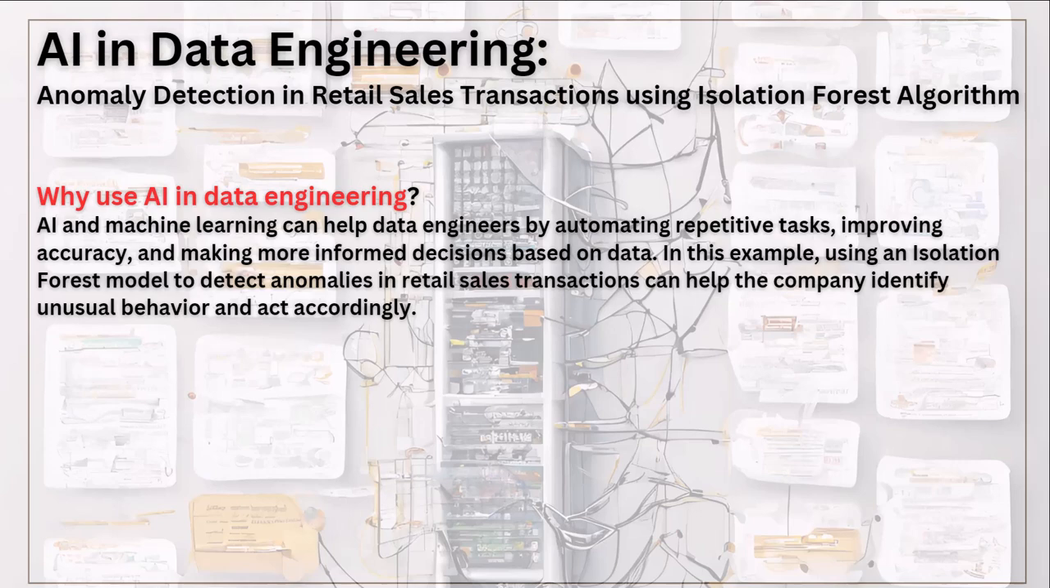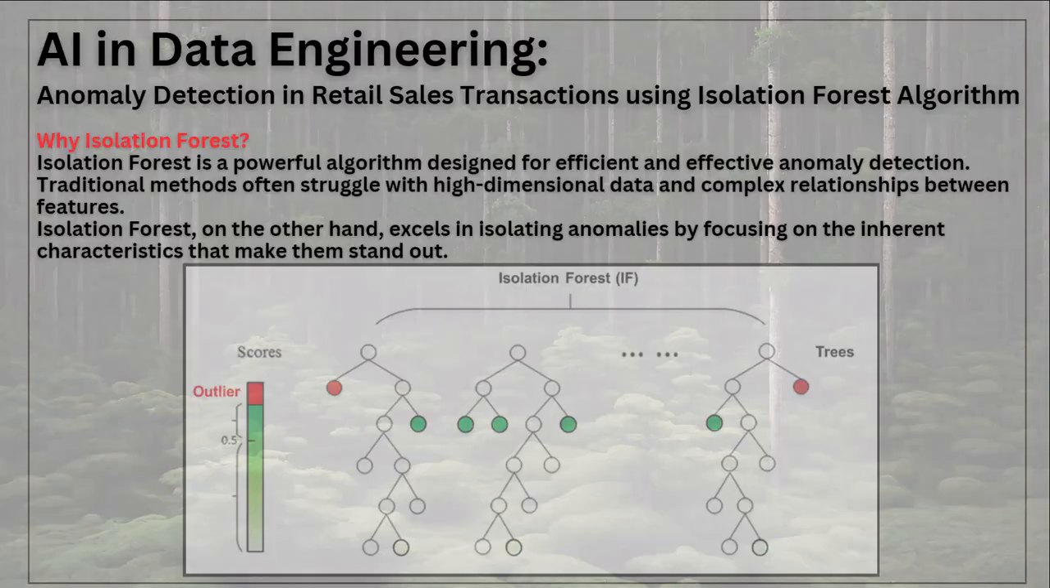Why use AI in data engineering? AI and machine learning can help data engineers by automating repetitive tasks, improving accuracy, and making more informed decisions based on the data. This example using an isolation forest model to detect anomalies in retail sales transactions can help the company identify unusual behavior and act accordingly.